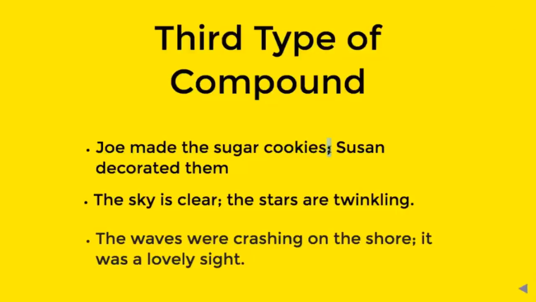Another example is the sky is clear. The stars are twinkling. The sky is clear is an independent clause. The stars are twinkling is another independent clause, and we did place a semicolon in between them. So what we omitted? A conjunction that should go here. The waves are crashing on the shore is an example of an independent clause. It was a lovely sight is another independent clause. Since they both are closely related, we have used a semicolon in order to make the compound sentence.